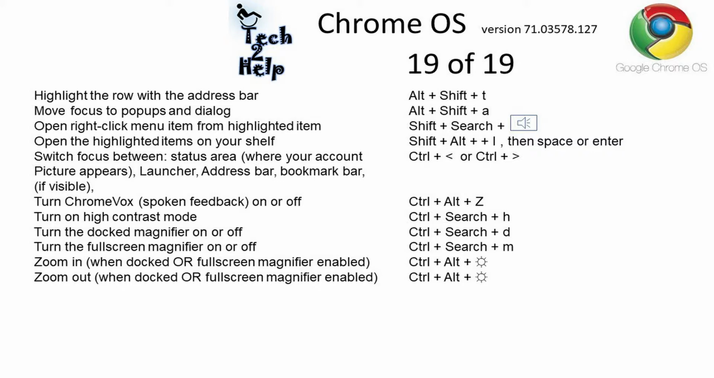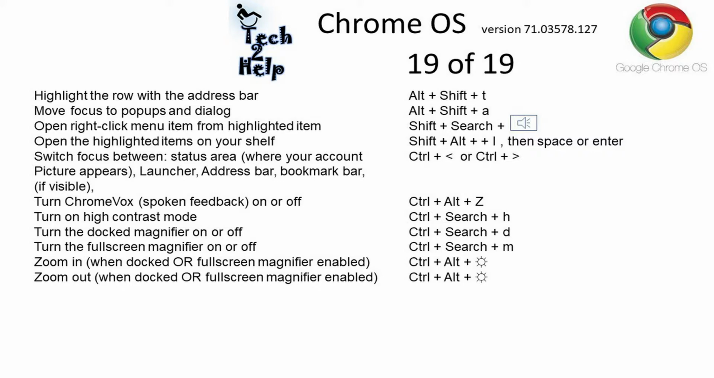Switch focus between status area, where your account picture appears, launcher, address bar, bookmark bar if visible: Control plus forward or Control plus back. Turn ChromeVox, spoken feedback, on or off: Control plus Alt plus Z. Turn on high contrast mode: Control plus Search plus H.